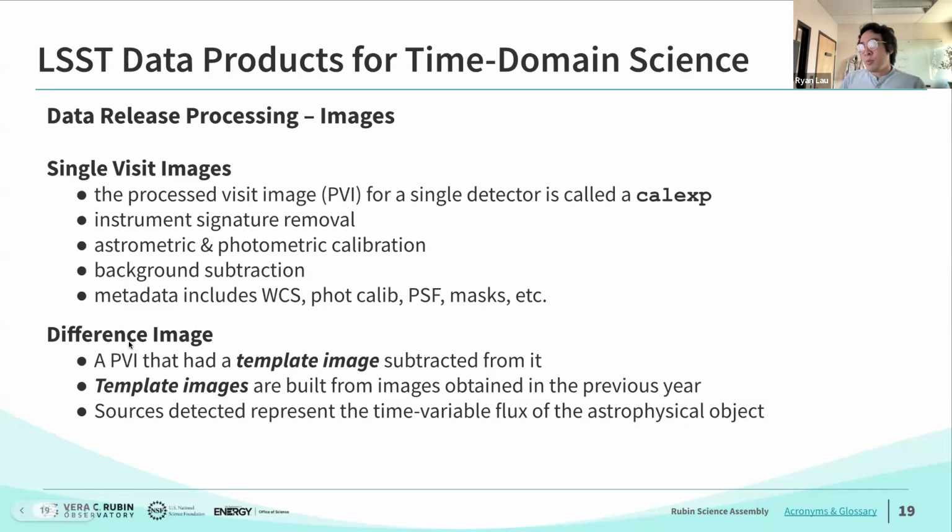There are difference images that will be provided. There's going to be a template image that's subtracted from the CalExp or the processed visit image, and these are built up of images obtained in the previous year. The sources detected in the difference images will be what goes into the catalogs. So any time varying flux over 5 sigma will make it to the DIA source or DIA object catalog.